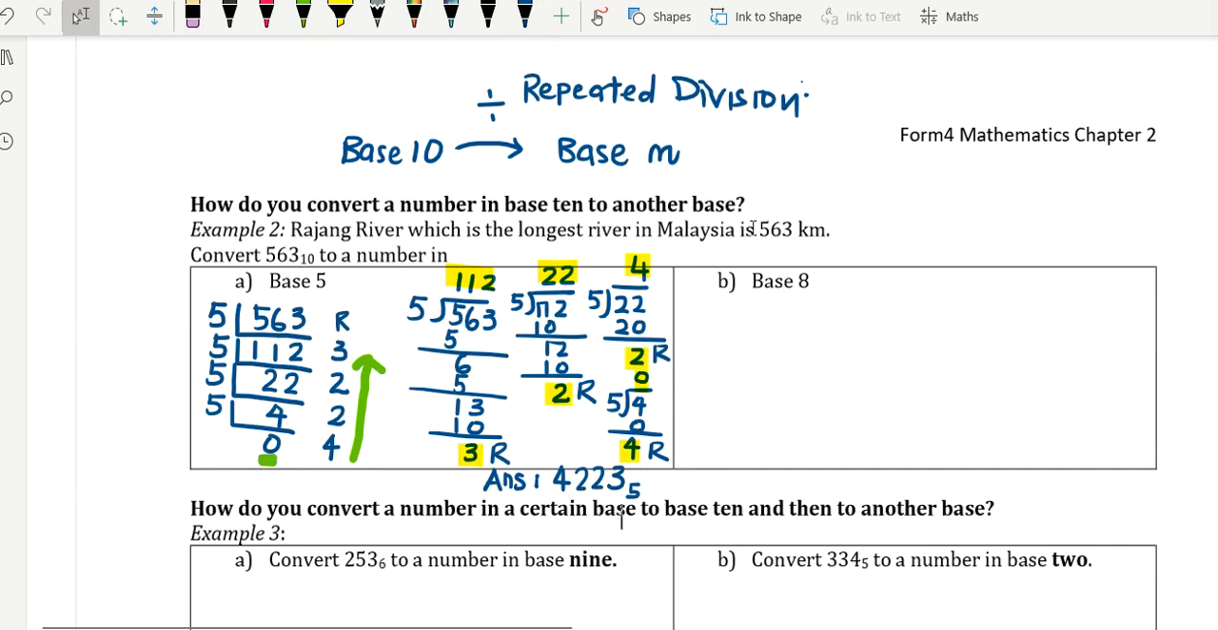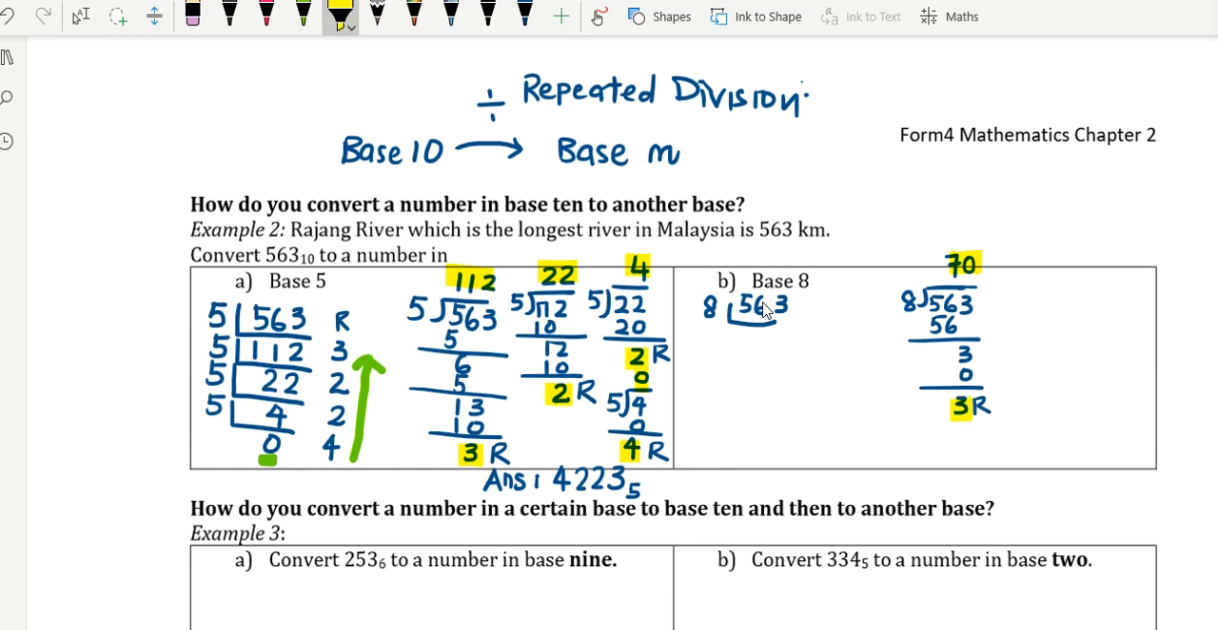In the example, they want you to convert that value to base 8. So what do you do? To convert to base 8, you divide by 8. This 563, you divide by 8. So again, you do it like primary school. 8 times 7, 56. Continue writing down the 3. 8 times 0. And the remainder is 3.